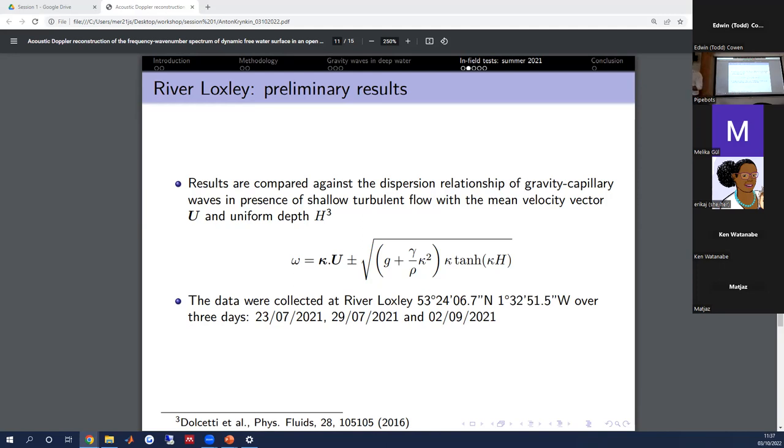On the flow, velocity was anything between 0.4 to 0.45 meters per second maximum. We took it in summer, which was okay. Not too bad to go in the water. It still was cold, so not very pleasant. But anyway, it kept us going.